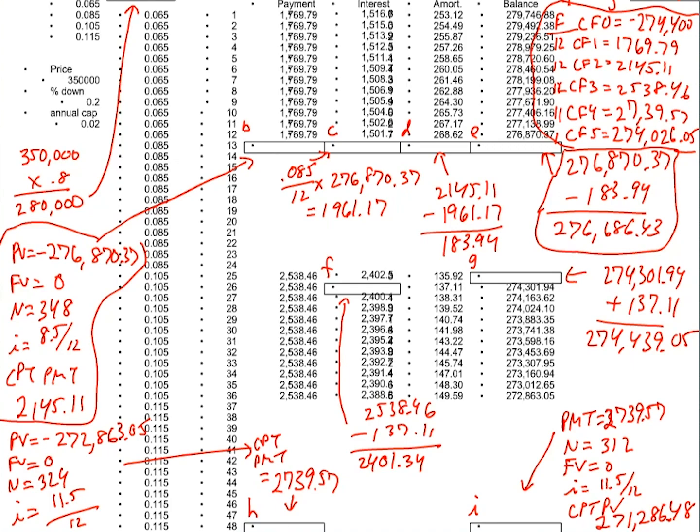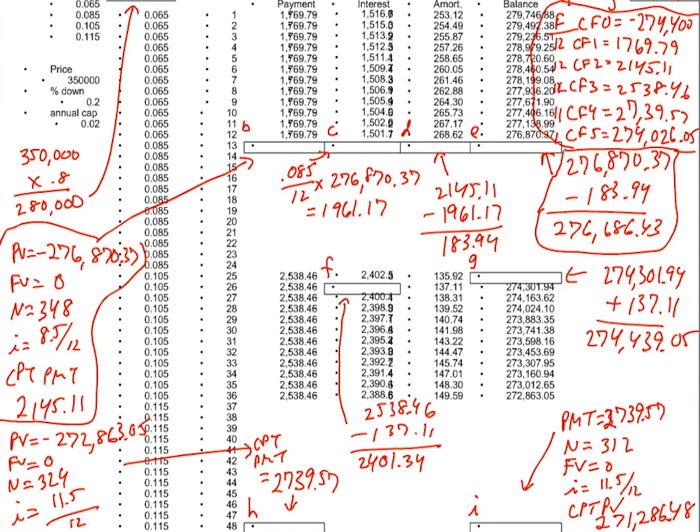And then the new balance would be the previous year's balance, $276,870.37, minus the amortization amount, $183.94, bringing us to a balance at the end of the 13th month of $276,686.43. Okay? Now we skip down to the next one they ask us, which is F. Okay, and F is the interest payment.